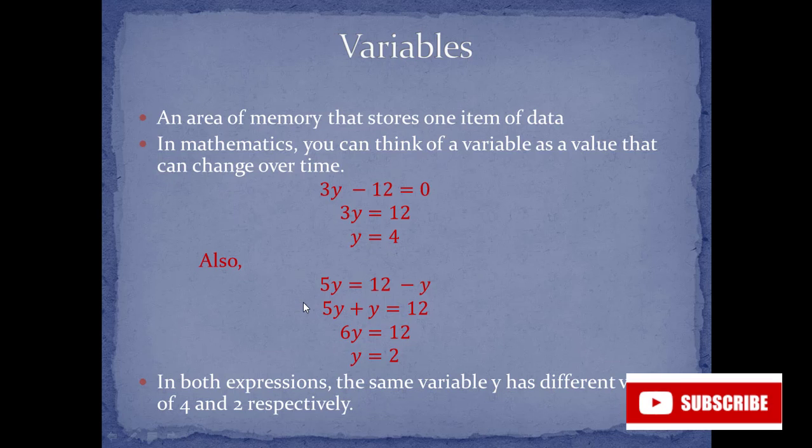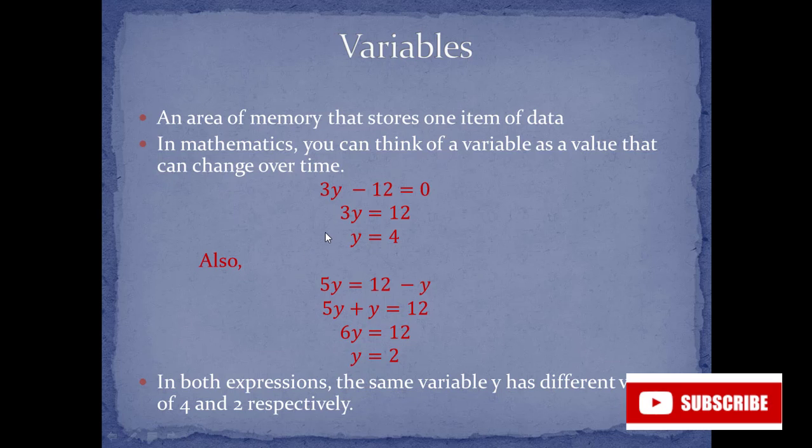Also, another equation, 5y equals 12 minus y. y is the same variable. Simplifying further, we have 5y plus y equals 12, that is, if this minus y moves over to this side. And then 5y plus y will give us 6y equals 12. And then dividing both sides by 6 will give us y is equal to 2. Now, this is also the same variable y, but with another value, 2.